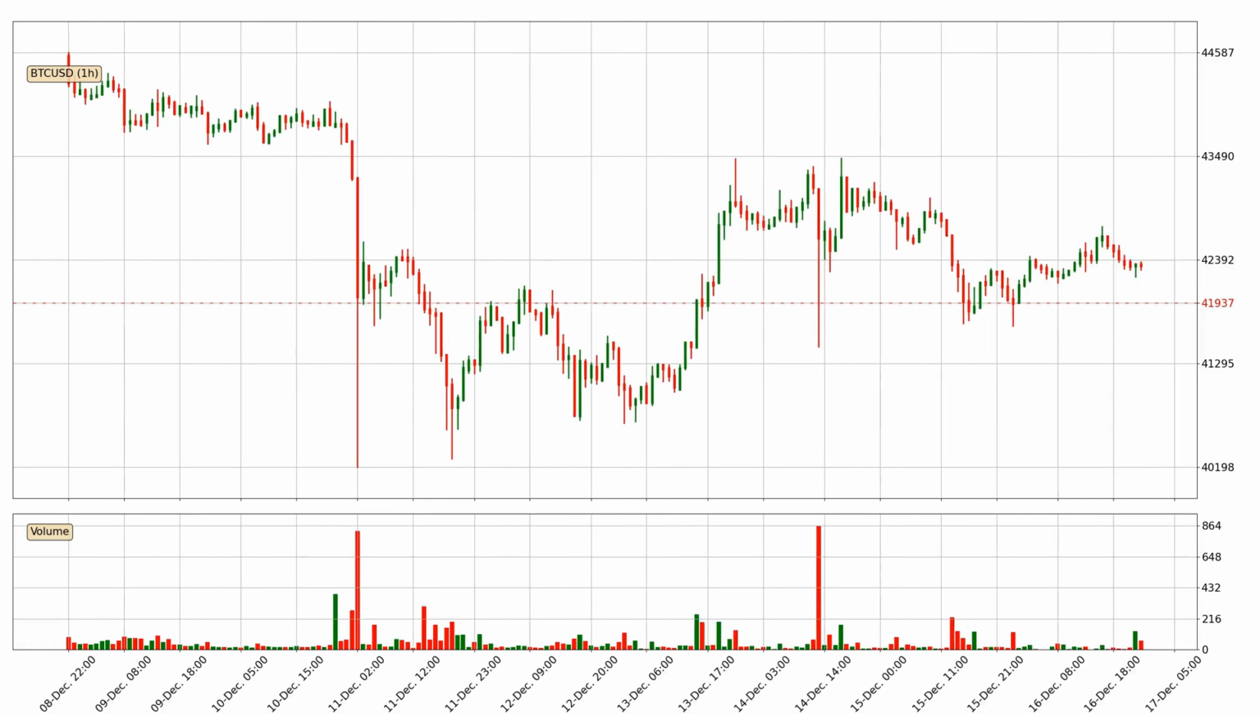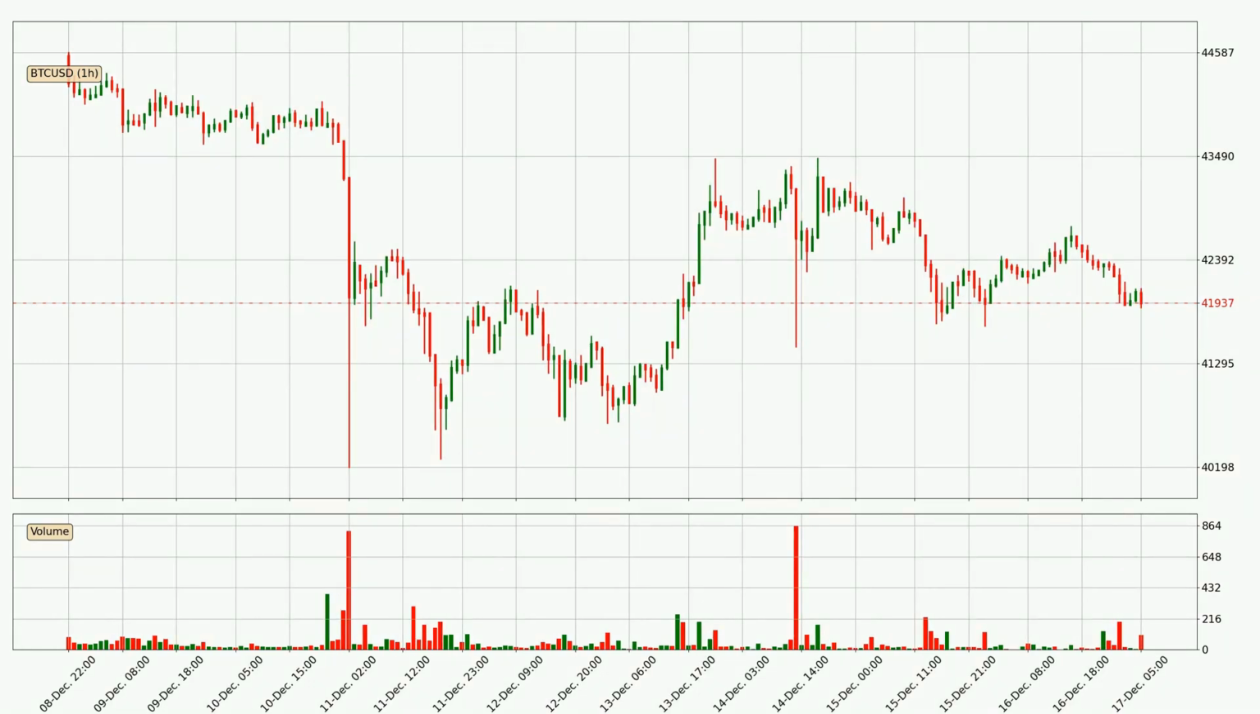Let's get started. Today, find out how the price of Bitcoin has changed and what the technical indicators SMA, EMA and stochastic RSI show. If you are unfamiliar with the indicators, check out the explanation videos below.